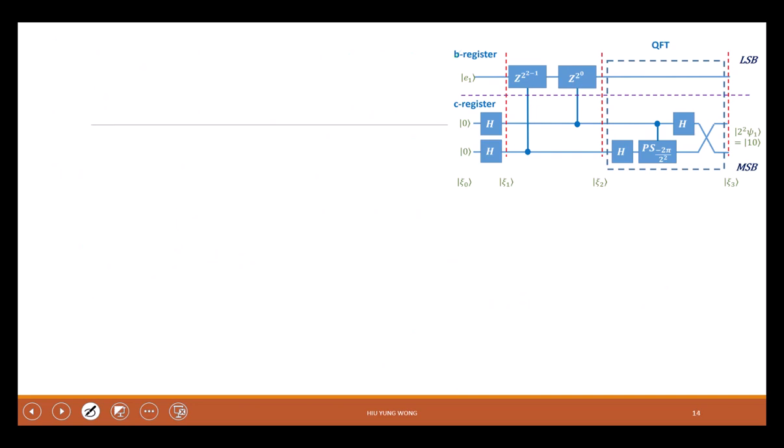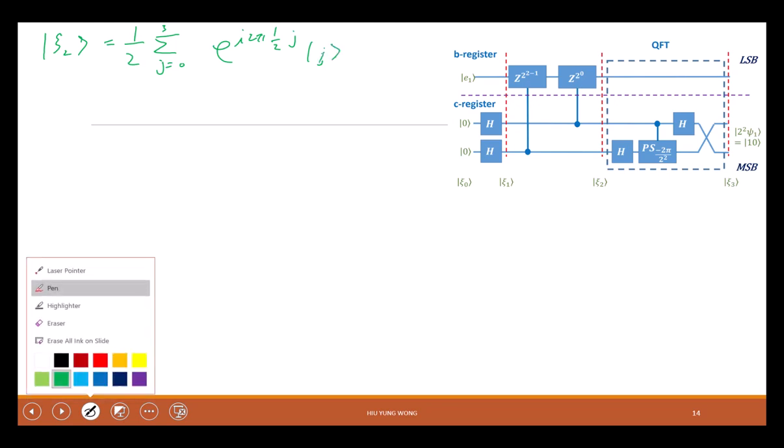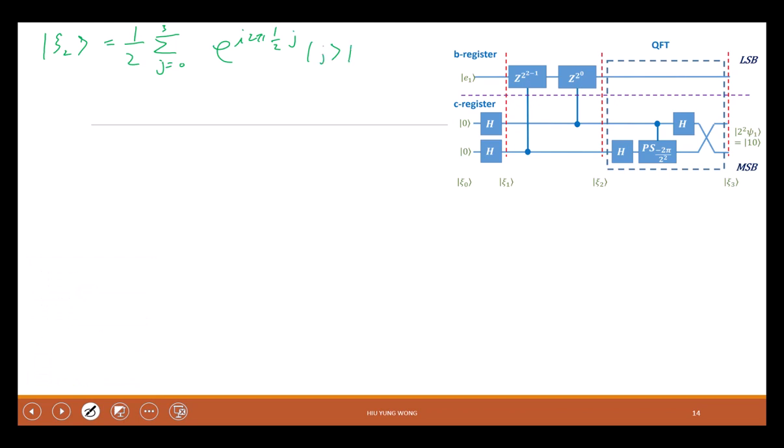Okay, so let me summarize one more time. What do we get from Z2? It is 1/2 times the summation over j equal to 0 to 3 of e to the power i 2 pi, 1/2, the whole thing times j, and then j, E1.